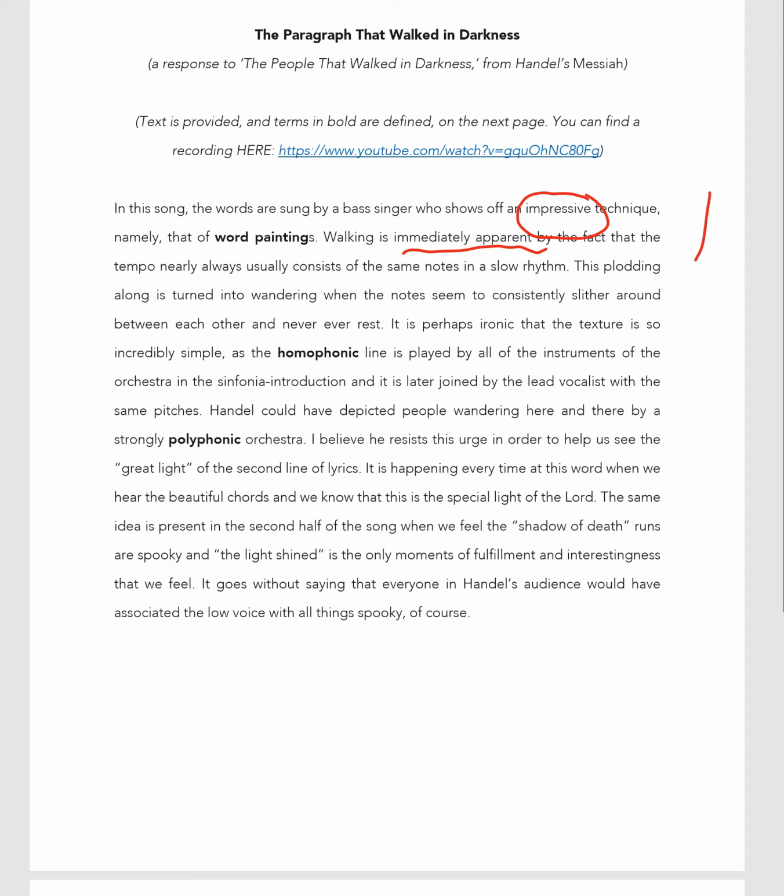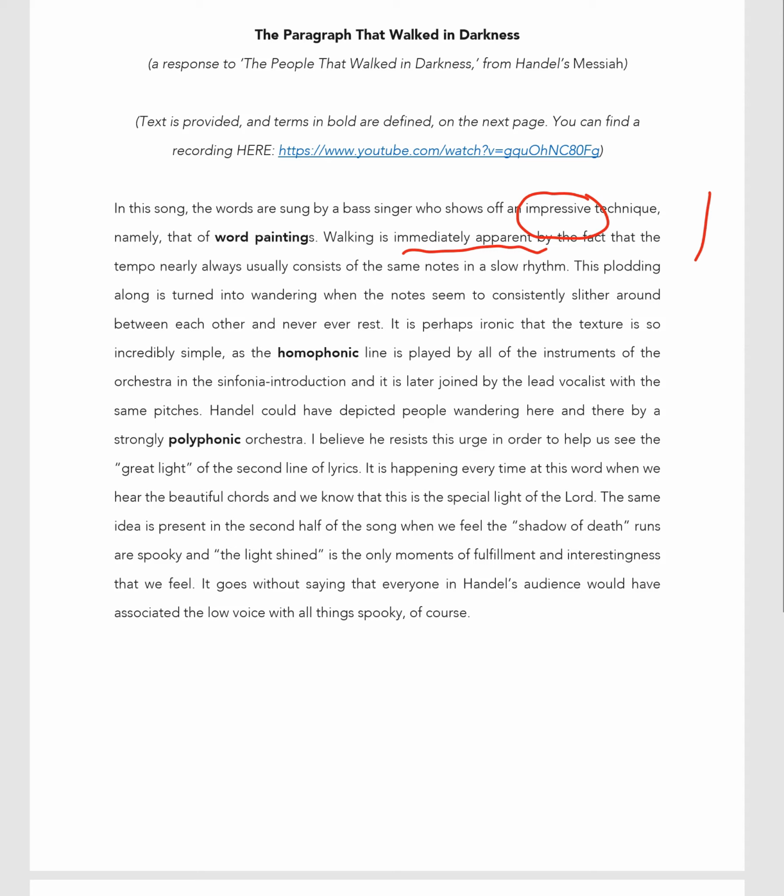This plodding along is turned into wandering. So again, we've just continued on. We haven't gotten enough of a detailed description of the walking pace. I suppose this is the opening passage of the music. That's supposed to be the walking pace. The plodding along is turned into wandering when notes seem to constantly slither around between each other and never ever rest. This sentence doesn't say much of anything.